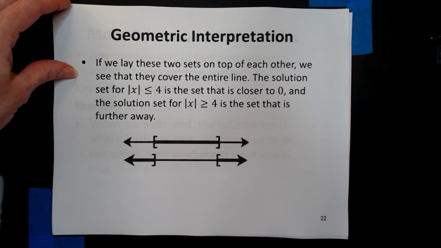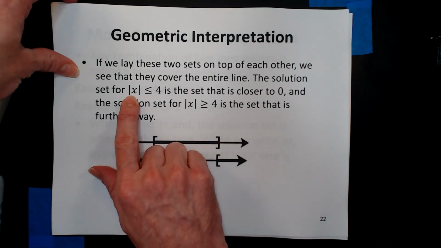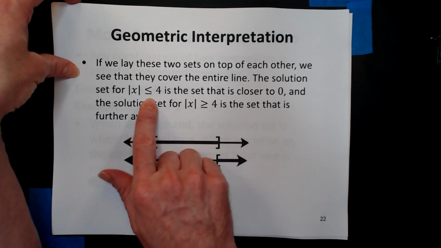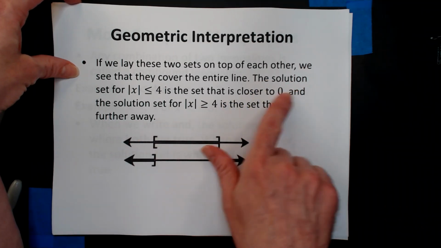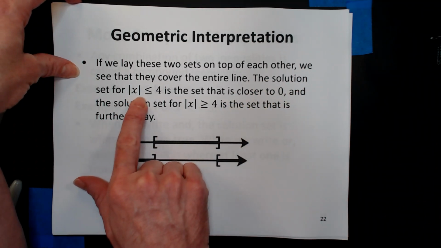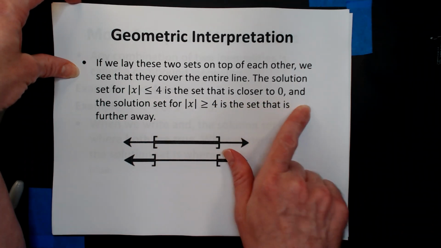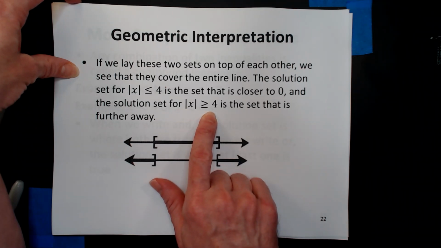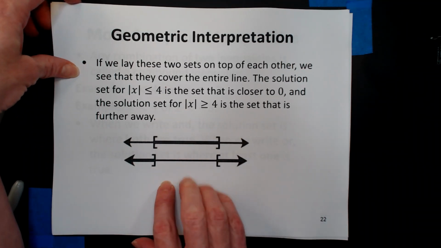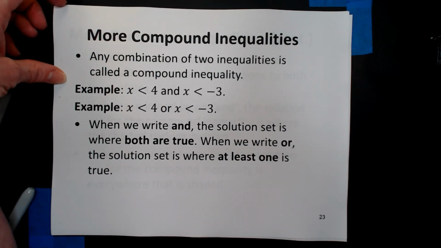We lay these two sets on top of each other. We see that they cover the entire number line. The solution set for the absolute value of x less than or equal to 4 is the set that is closer to 0, and the solution set for the absolute value of x greater than or equal to 4 is the set that is further away, the points farther than 4 units away from 0, including 4.